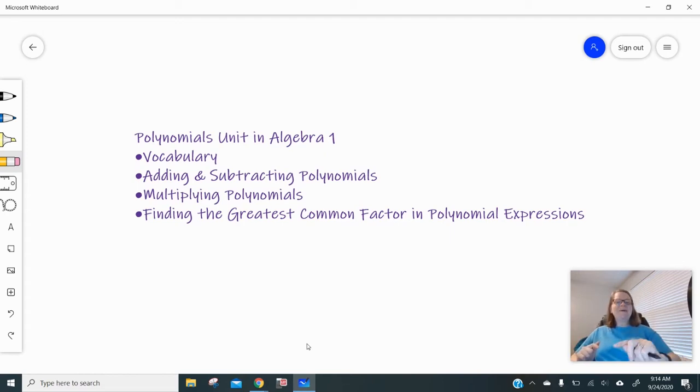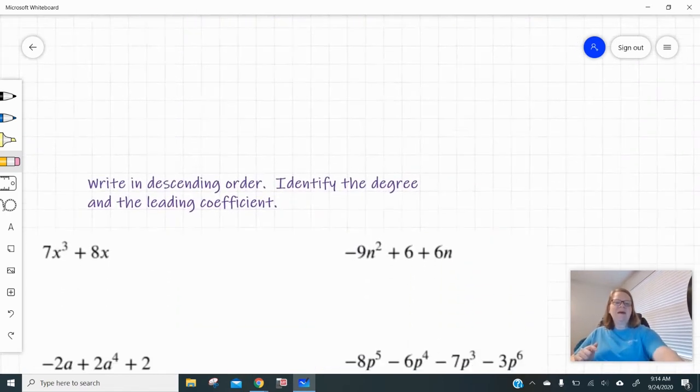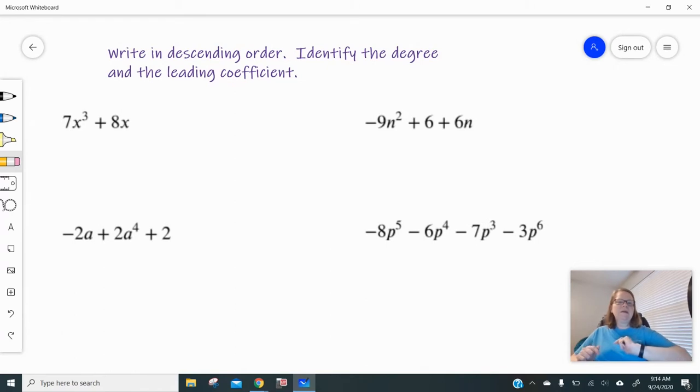Okay. So let's take a look at the first part. Let's just jump right in. It says that we're going to write these in descending order, identify the degree and the leading coefficient. So this is how I'm going to talk to you about the vocabulary: we're just going to actually look at some problems and see what in the world these three things mean.